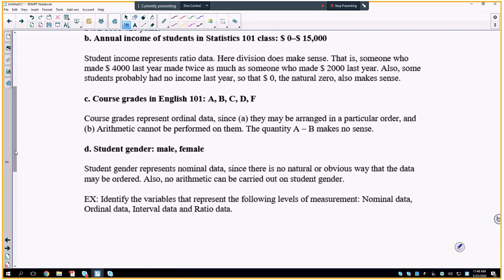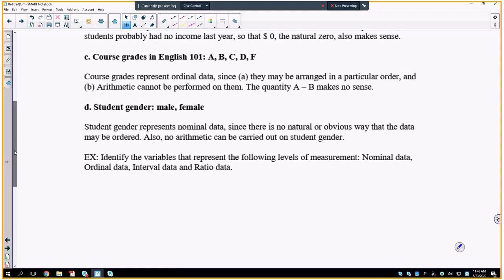Another example could be course grades in an English class: A, B, C, D, or F. Course grades will be an example of ordinal data. Because we can't perform any arithmetic, you can't subtract A and B, it doesn't make any sense. You can't divide F over C, that doesn't make any sense, but there is clearly an order. Getting an A in a class is better or more desirable for the student than getting a C in a class. So we can order them, but we cannot perform any arithmetic.